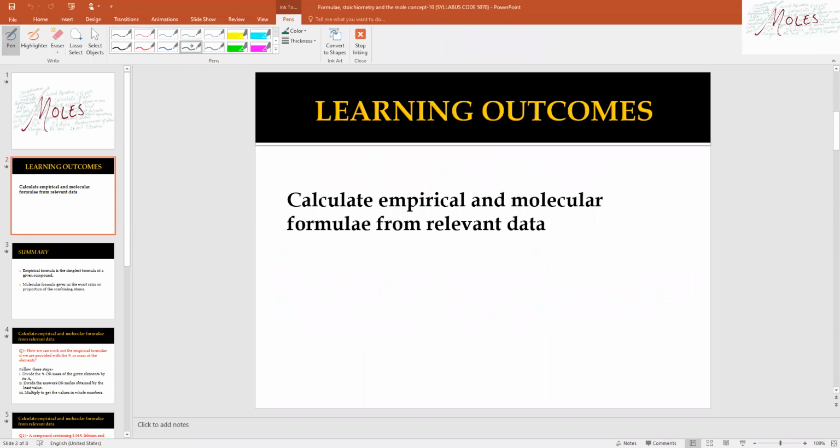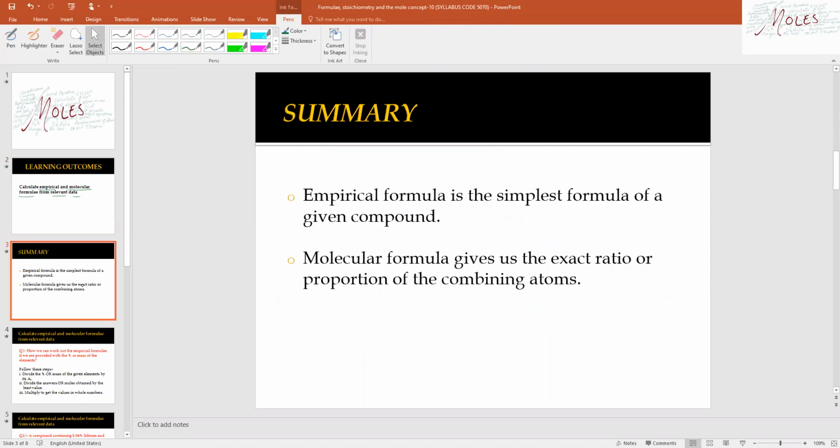The learning outcomes for this lesson would be same, that is calculate empirical and molecular formula from the relevant data. Here's a summary of the last lesson. Empirical formula is the simplest formula of a given compound. Molecular formula gives us the exact ratio or proportion of the combining atoms.